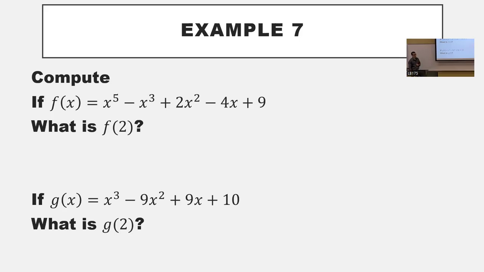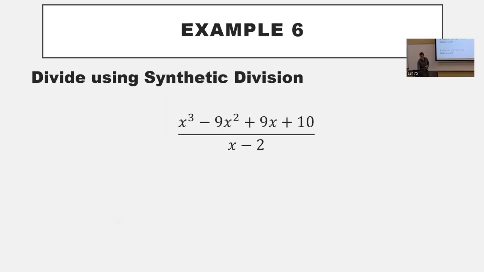And the last thing we saw was that when we did synthetic division, we had x to the fifth minus x to the third plus 2x squared minus 4x plus 9. And we divided it by x minus 2. And we got a polynomial plus remainder 33. Remember that?